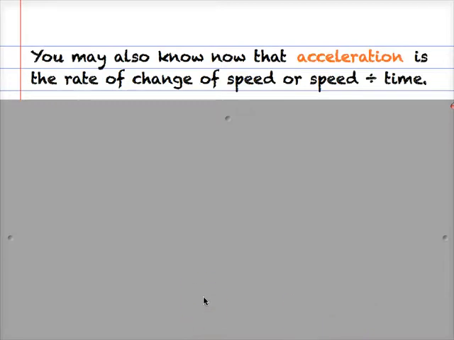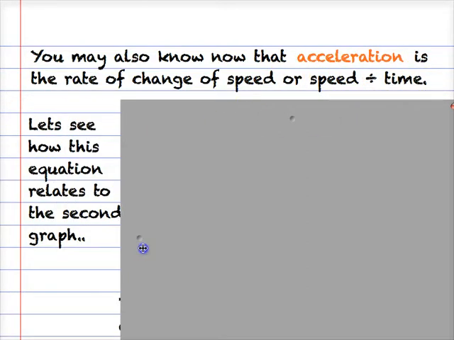You may also now know that the acceleration is the rate of change of speed, the rate at which speed increases. So when you drop something, its speed increases, and that's given by acceleration. Acceleration at the surface of the Earth is around 10 meters per second squared, which means each second the object increases its speed by 10 meters per second. It's the change in speed divided by time.